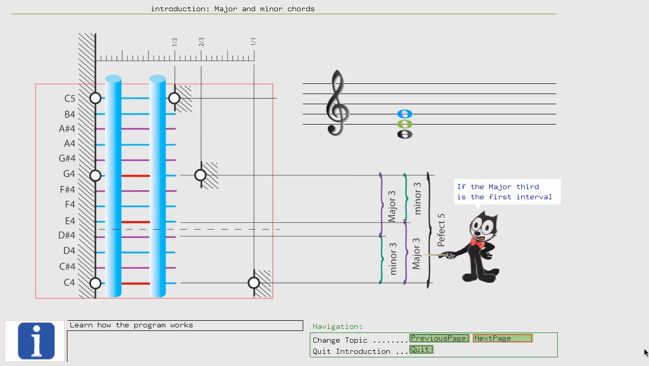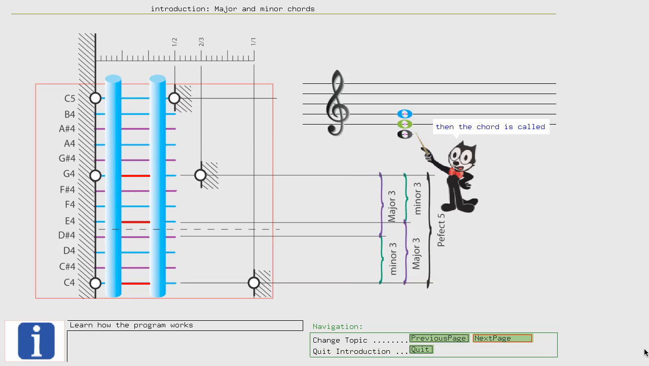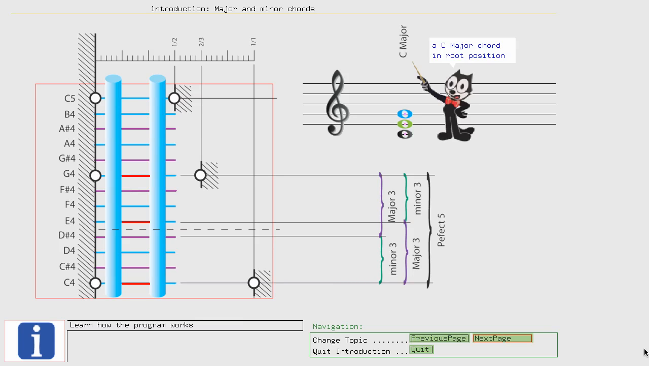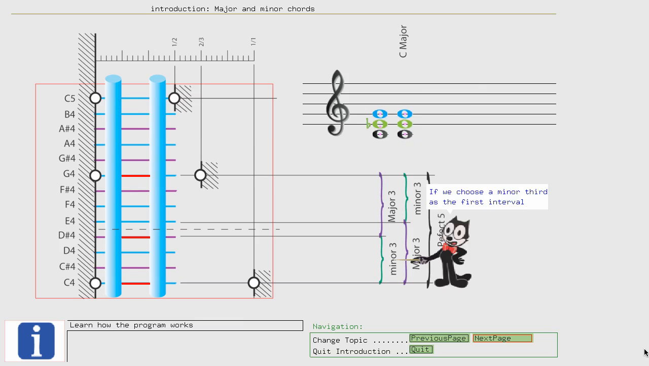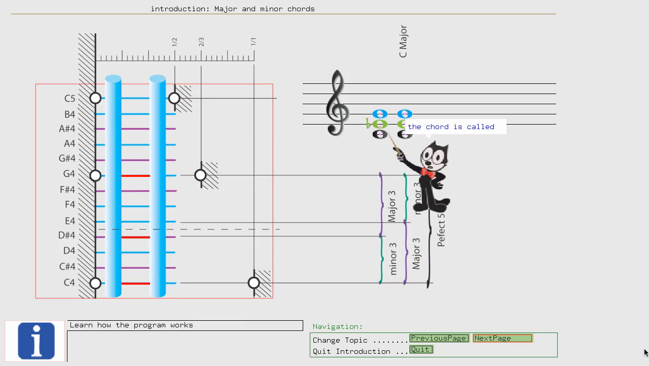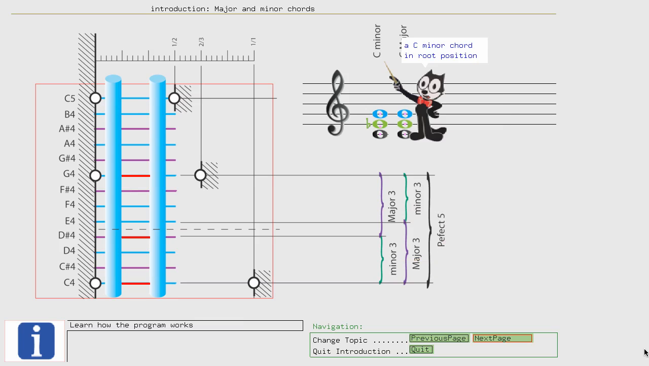If the major third is the first interval, then the chord is called a C major chord in root position. If we choose the minor third as the first interval, the chord is called a C minor chord in root position.